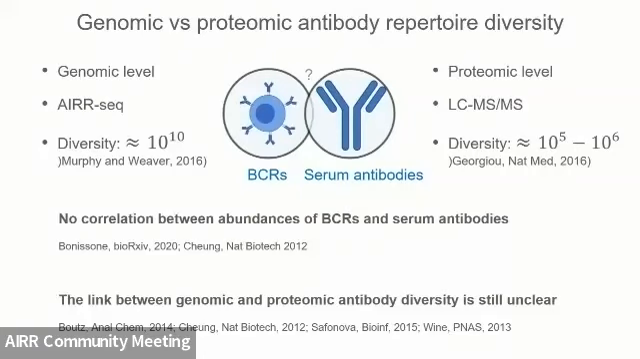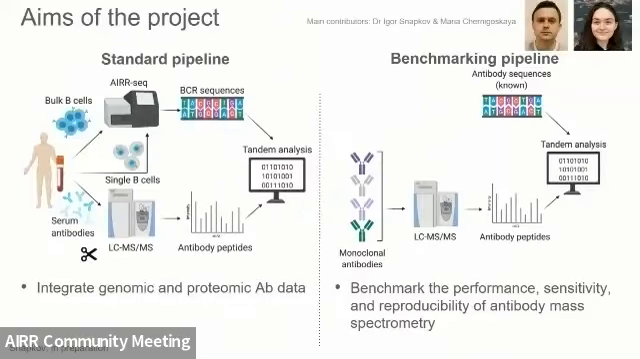That is why we are doing our research. The main aim of our project is to integrate genomic and proteomic antibody data together. We do this by first, from a human volunteer, collecting a blood sample, and we isolate and sequence B cells in bulk and in single cell sequencing. We have the full VDJ sequence, the BCR sequences, and we use those to build a custom reference database.